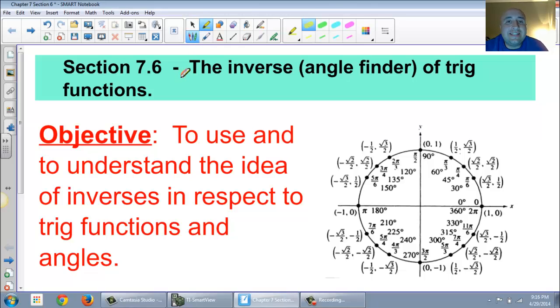All right, welcome to what I believe is the last section in Chapter 7. We're going to start talking about this idea of inverses. And the main thing you need to remember about inverses is that they are angle finders. They help us find our angles. The objective is to use and to understand the idea of inverses in respect to trig functions and angles. And that will make more sense when we do some examples.